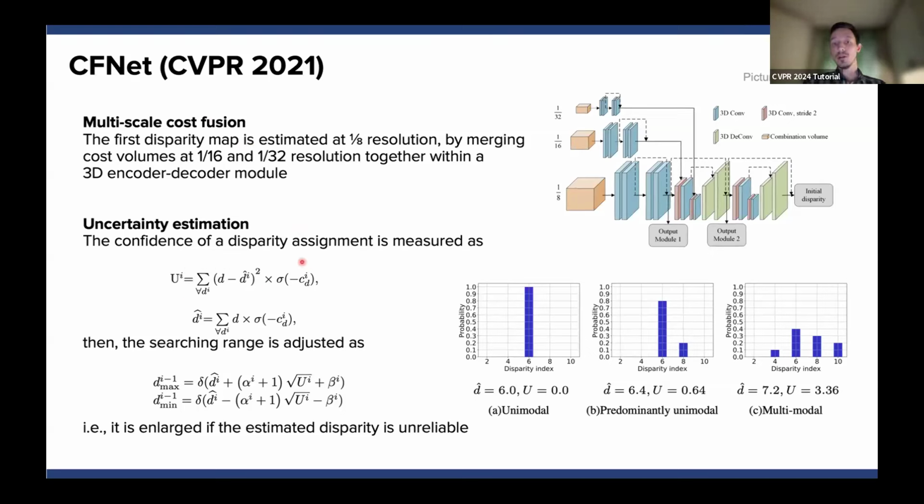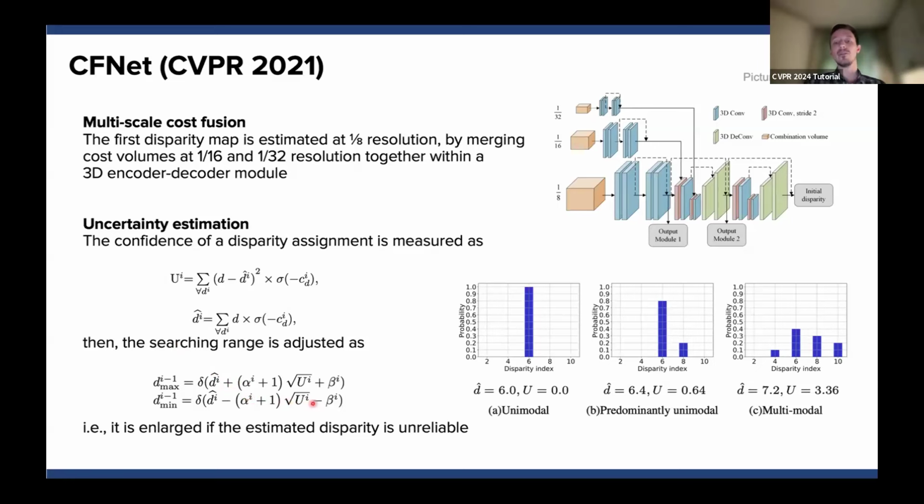CFNet proposed to measure the uncertainty of the disparity predicted by the 3D modules by simply measuring the distance from each disparity candidate to the picked disparity and multiplying this by the matching probability. So this means that if we have multiple highly probable disparity indexes, we will have a high uncertainty, while if we have a single picked value, we will have uncertainty equal to zero. So, given this uncertainty, it was used to adjust the search range at the higher resolution.